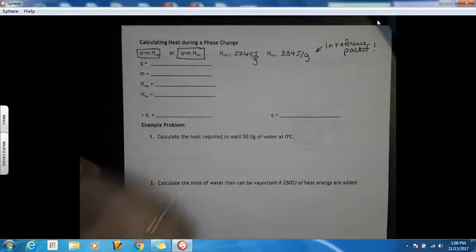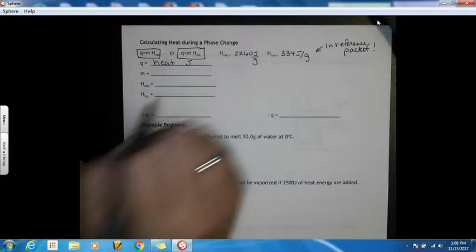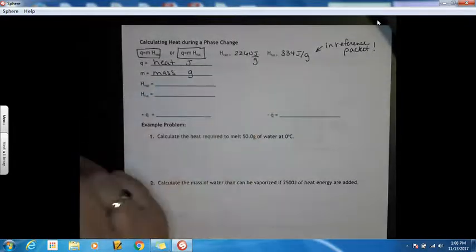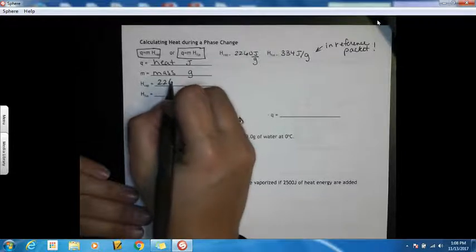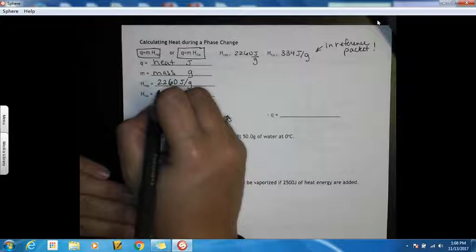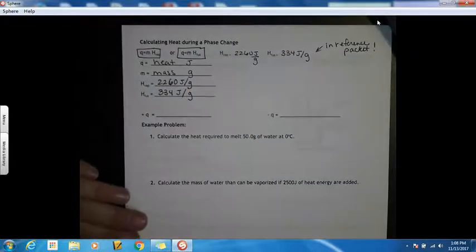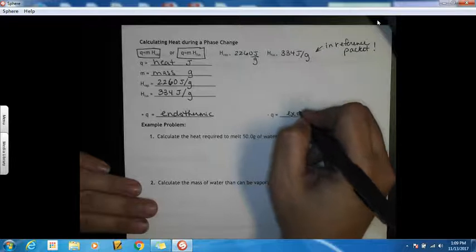Q represents the amount of heat, and it's measured in joules. M, of course, is mass, and we measure that in grams. Heat of vaporization, we already said, 2260 joules per gram, and heat of fusion is 334 joules per gram. If we get a positive Q, that means it's endothermic. If we get a negative Q, that means it is exothermic.